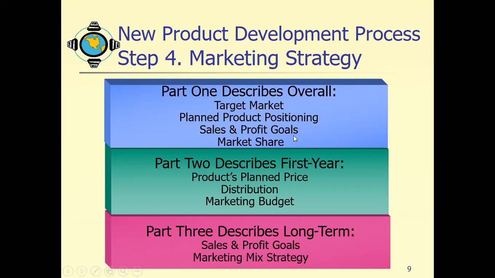And then you have to set your sales and profit goals. How many units you are going to sell all together, and what will be your profit goals. Okay, every year how much profit you want, and what will be your market share. Like in the automobile market, you see there may be many competitors. Your company is Toyota, there may be Hyundai, Volkswagen, or any other competitors.